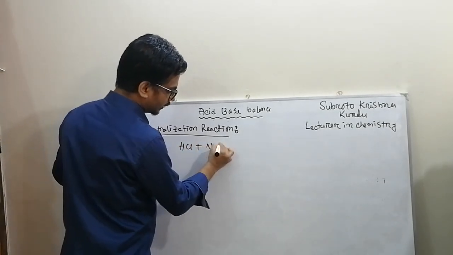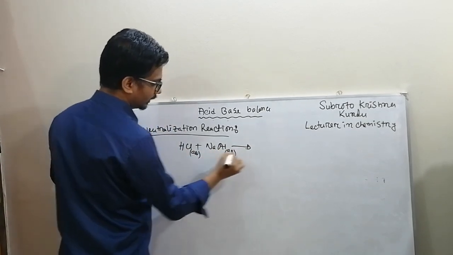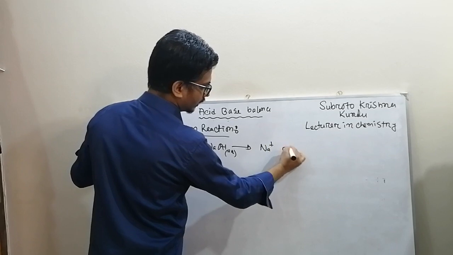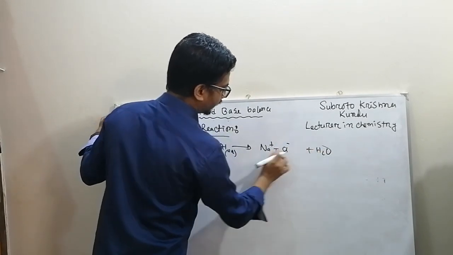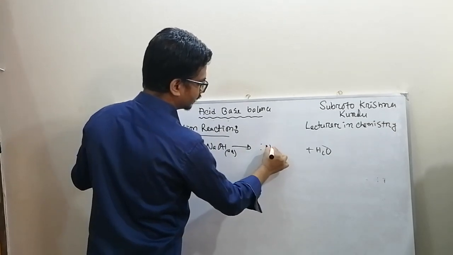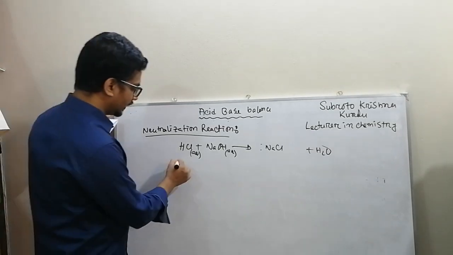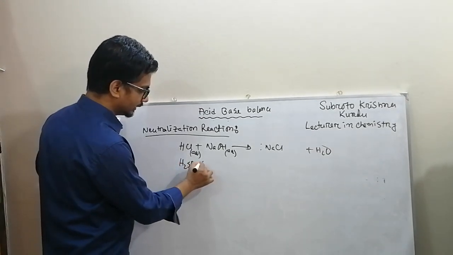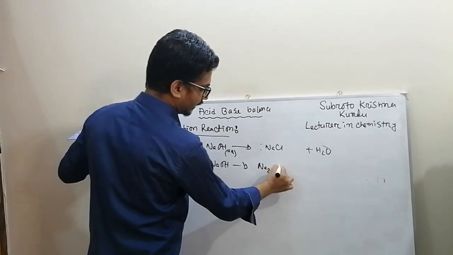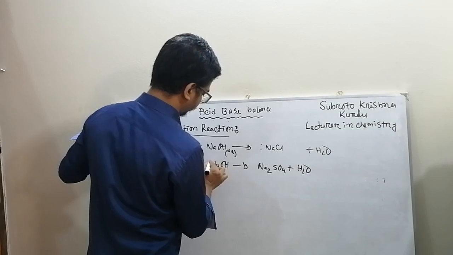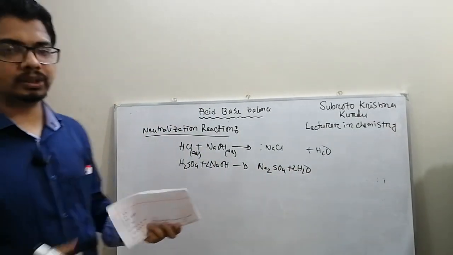HCl plus sodium hydroxide will react with one another and produce salt and water. If you write the salt, it is sodium chloride and water. If you write sulfuric acid with sodium hydroxide, it will produce sodium sulfate plus water. Okay, this is the neutralization reaction.